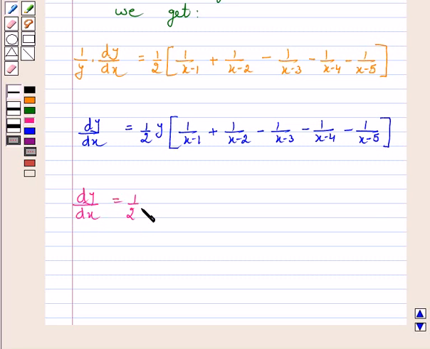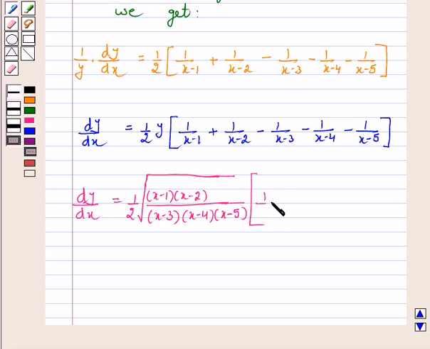1 by 2 into under root of (x minus 1)(x minus 2) upon (x minus 3)(x minus 4)(x minus 5) into 1 over x minus 1 plus 1 over x minus 2 minus 1 over x minus 3 minus 1 over x minus 4 minus 1 over x minus 5.